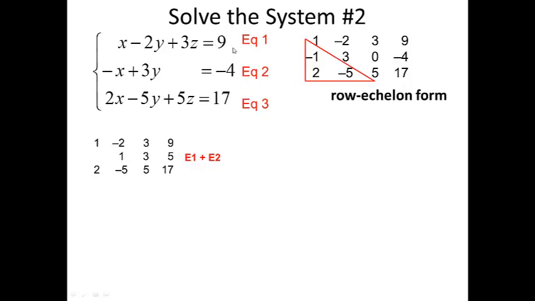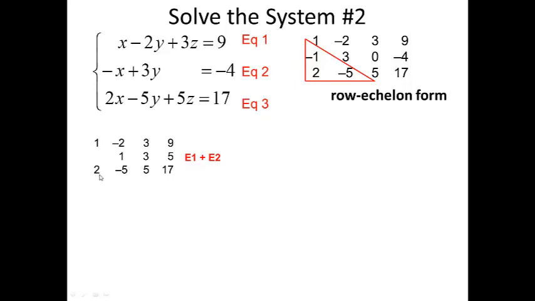So I leave the first one alone and the last one alone. I leave equation 1 and 3 alone. Add these two together and create a new equation 2 and put that in the middle. So 1 plus a negative 1 is 0. Negative 2 plus 3 is 1. 3 plus 0 is 3. And 9 plus negative 4 is 5. So we're kind of partway there.